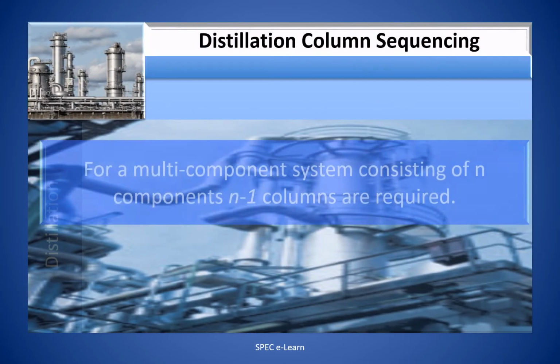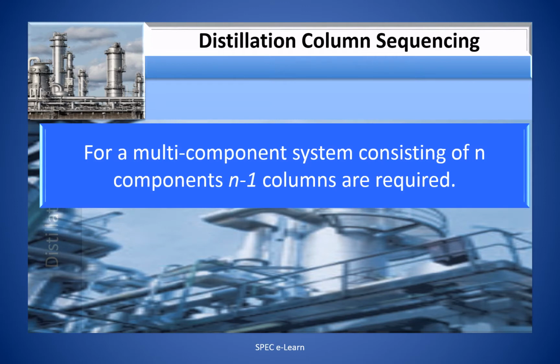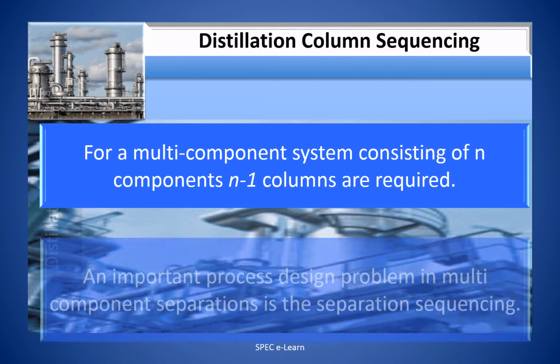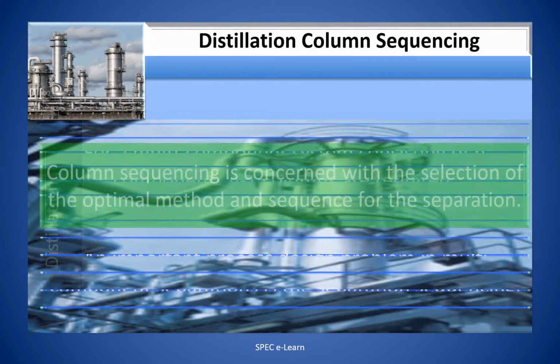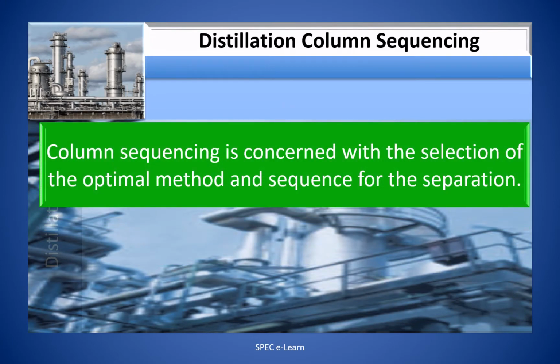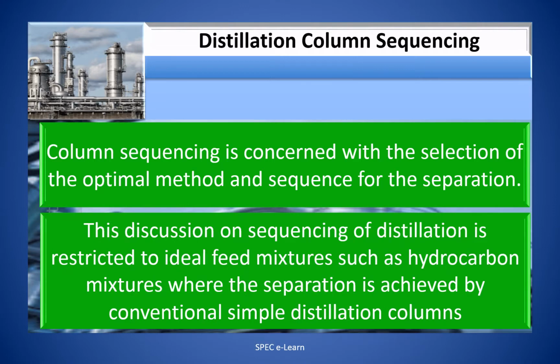For a multi-component system consisting of n components, n-1 columns are required. An important process design problem in multi-component separation is the separation sequencing. Column sequencing is concerned with the selection of the optimal method and sequence for the separation. This discussion on sequencing of distillation is restricted to ideal feed mixtures such as hydrocarbon mixers, where the separation is achieved by conventional simple distillation columns.